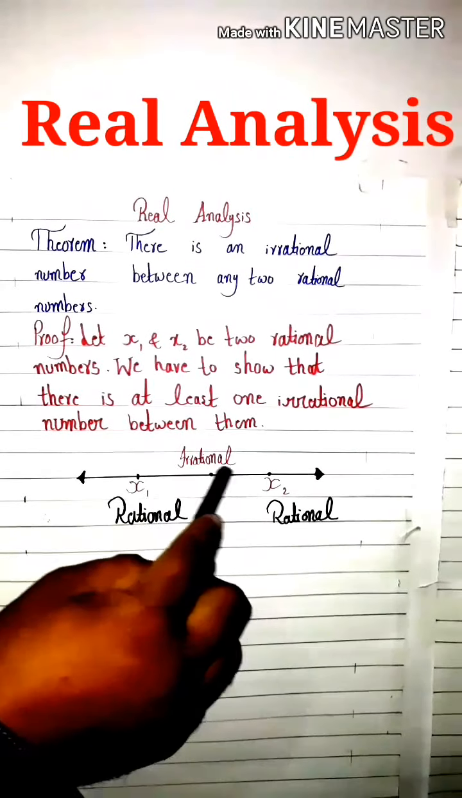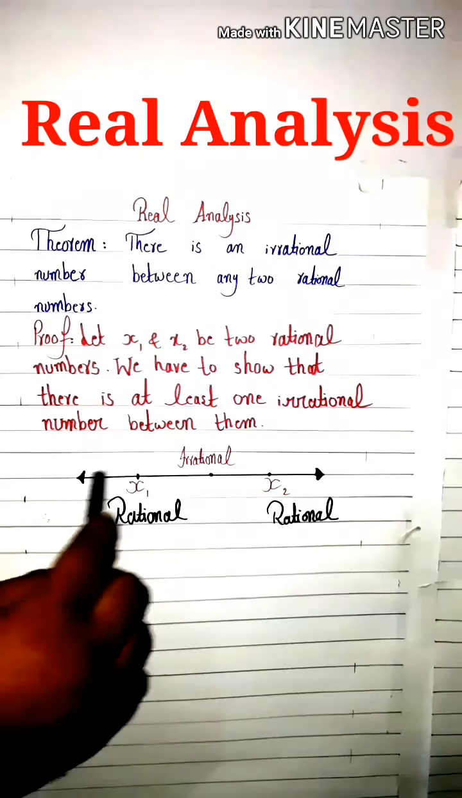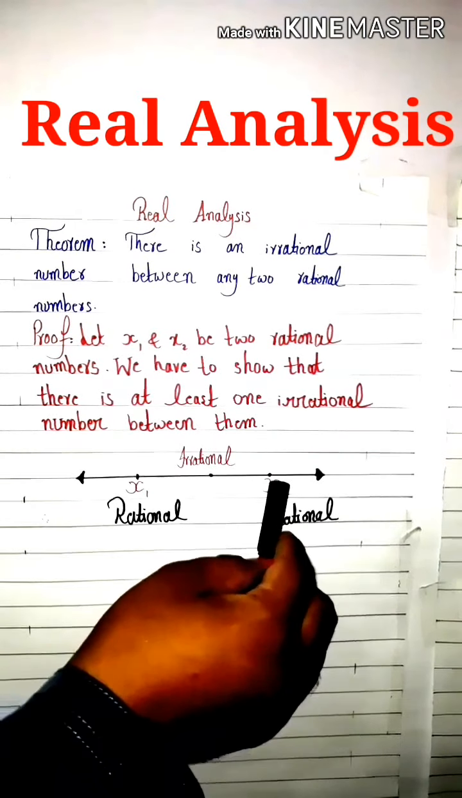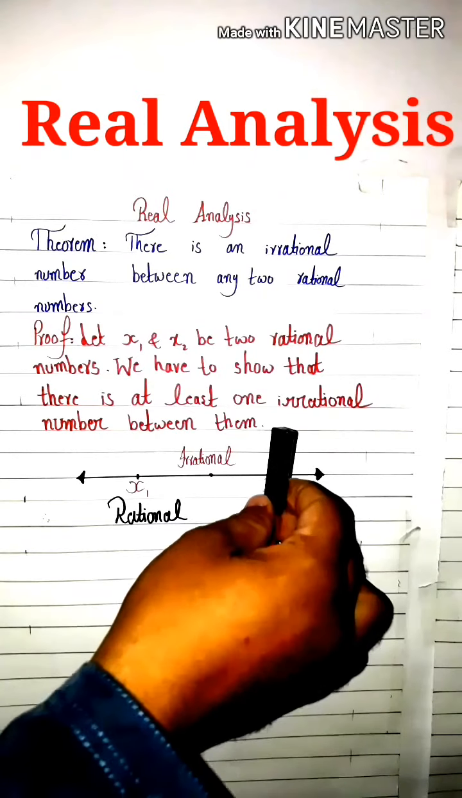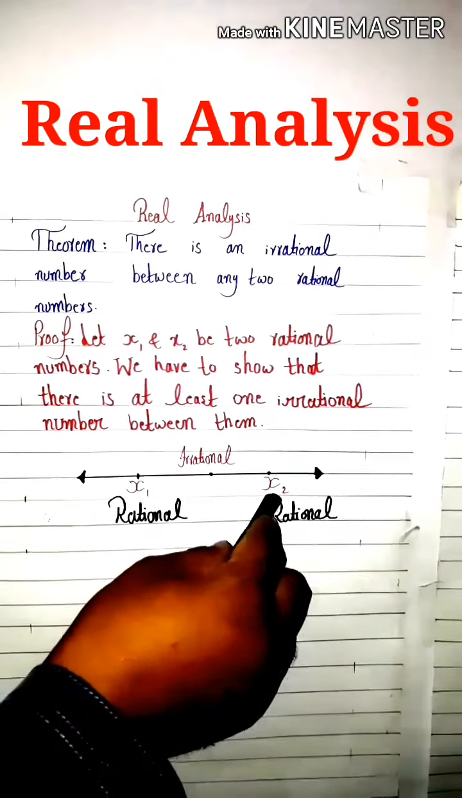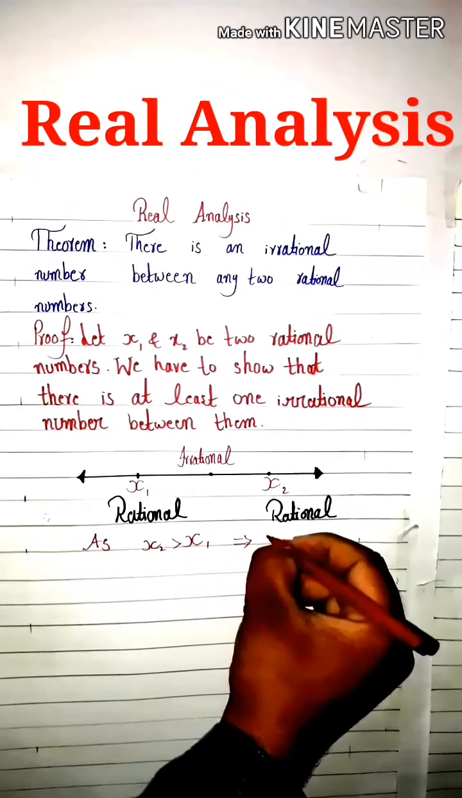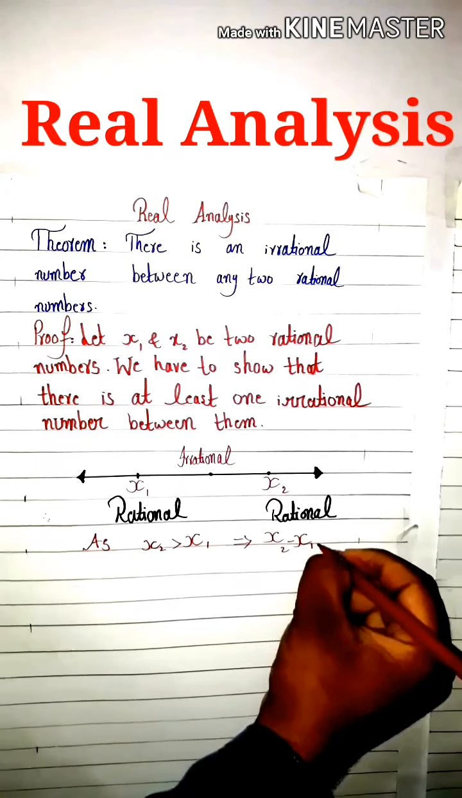There lies an irrational number between these two rational numbers. As x2 is greater than x1, because the numbers on the right-hand side of the real number line are greater than the numbers on the left-hand side, x2 minus x1 is greater than 0.